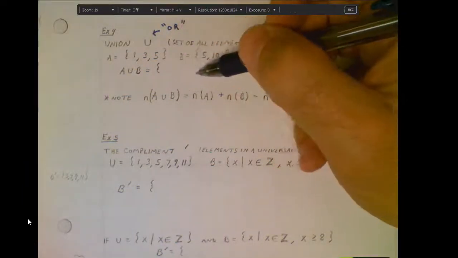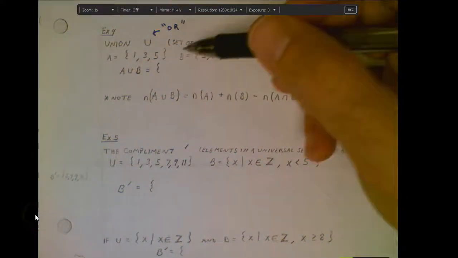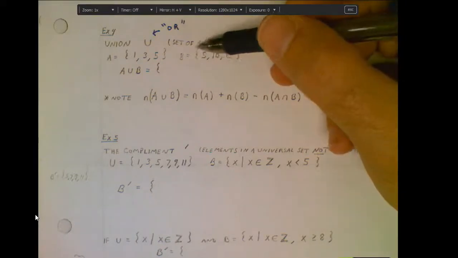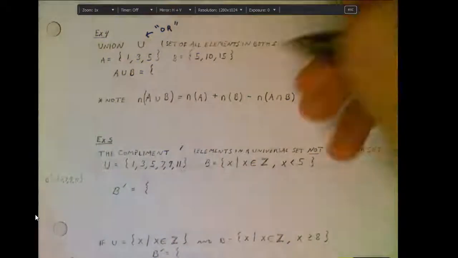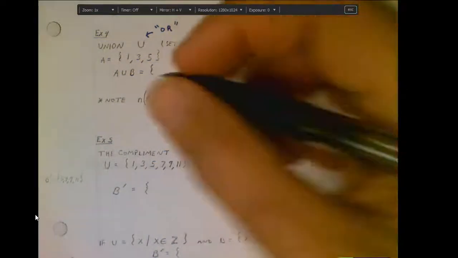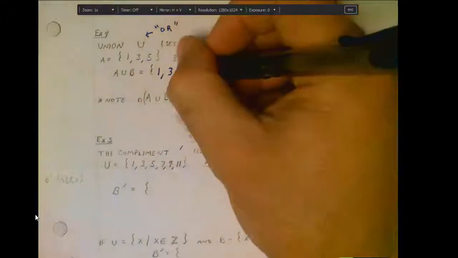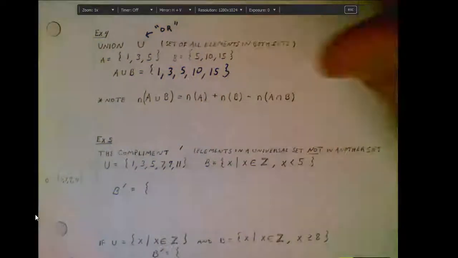So we're going to list every element that is either in set A or in set B. So I got 1, 3, and 5. I got 5, 10, and 15. So they do have an overlap here of the element of 5. I'm not going to list it twice. I just list every element that is in either set. So I see a 1, I see a 3, I see a 5, I see a 10, and I see a 15. So that is the union of the two sets.